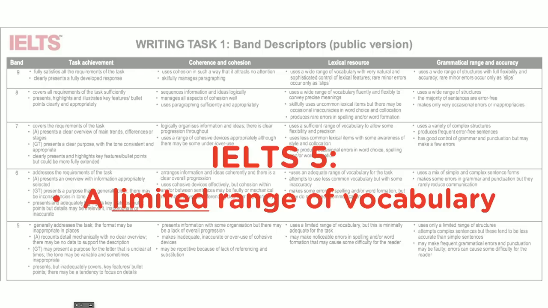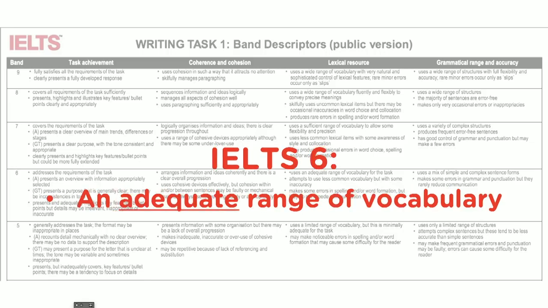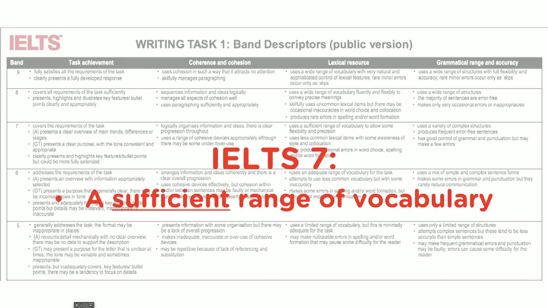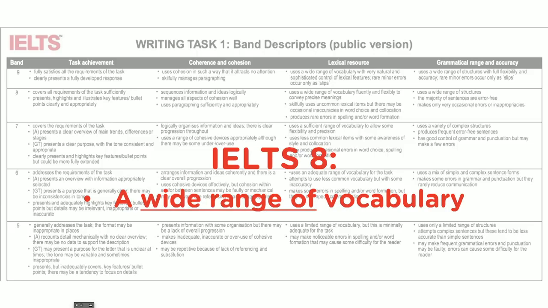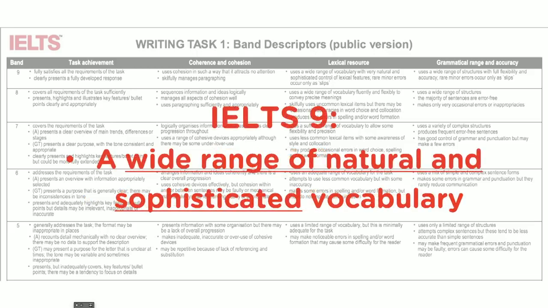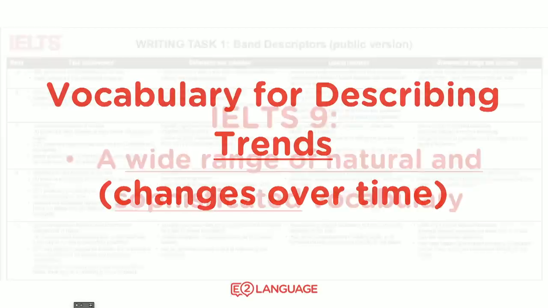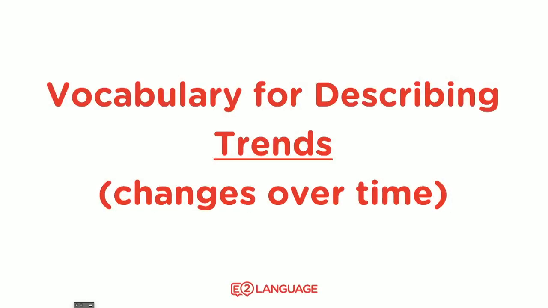So if you get an IELTS 5 out of 9 for vocabulary, it means you have a limited range. IELTS 6 has an adequate range, so slightly better. IELTS 7 has a sufficient range. IELTS 8 has a wide range, and IELTS 9 has a wide range of natural and sophisticated vocabulary. So these examiners are looking at the words you're using in your writing and deciding what level you are according to the range, right? So I want to show you a number of different words for describing trends.